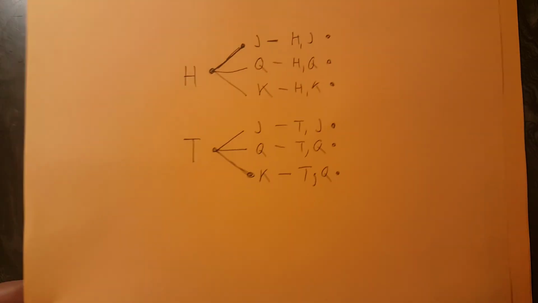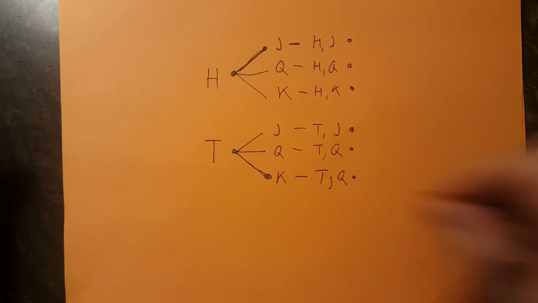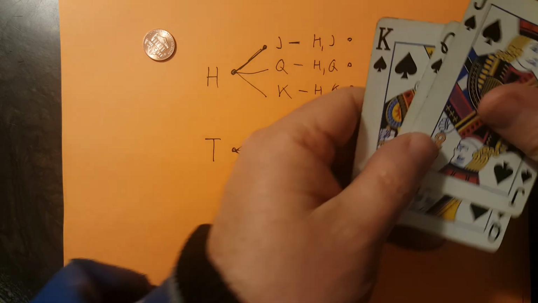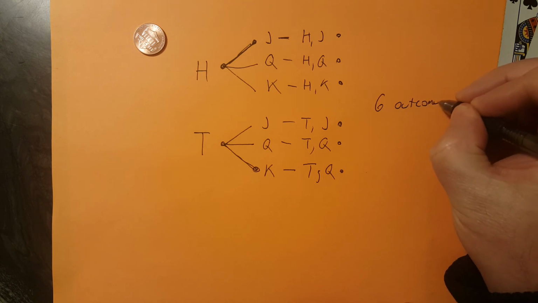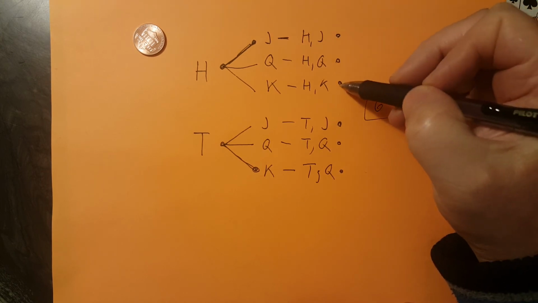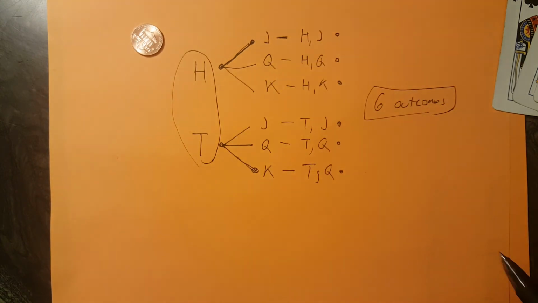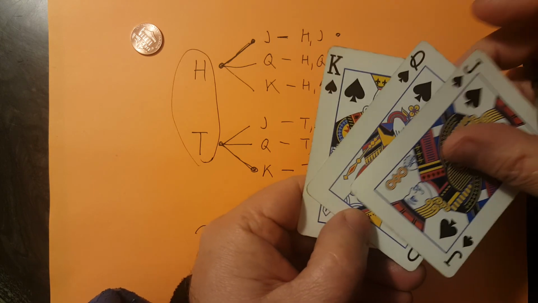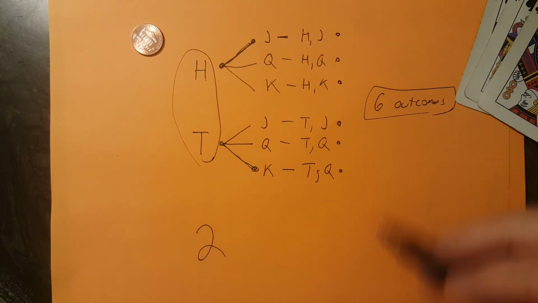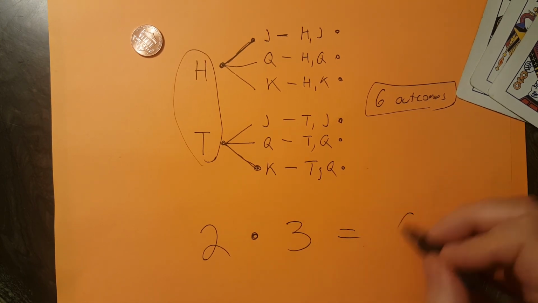The shortcut, all right? For the one where we had the coin toss and then the card draw, we came up with, remember, 6 possible outcomes: 1, 2, 3, 4, 5, 6. The shortcut to doing that is, remember that with the coin toss, there were 2 possible outcomes. With the card draw, there were 3 possible outcomes, Jack, Queen, or King. Take those 2 numbers, multiply them together, and you get the number of outcomes.